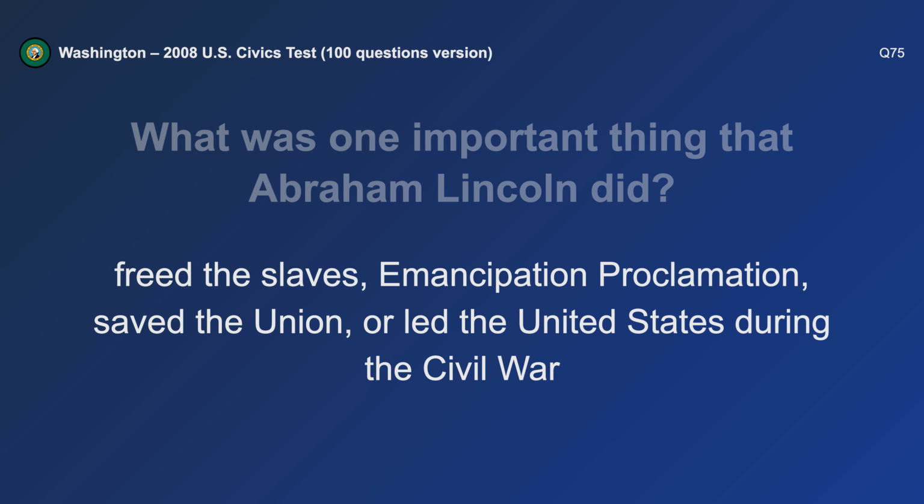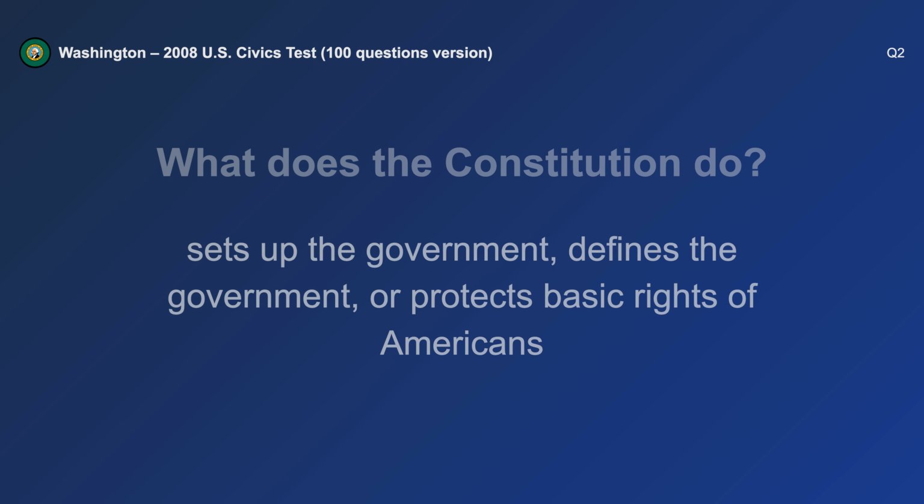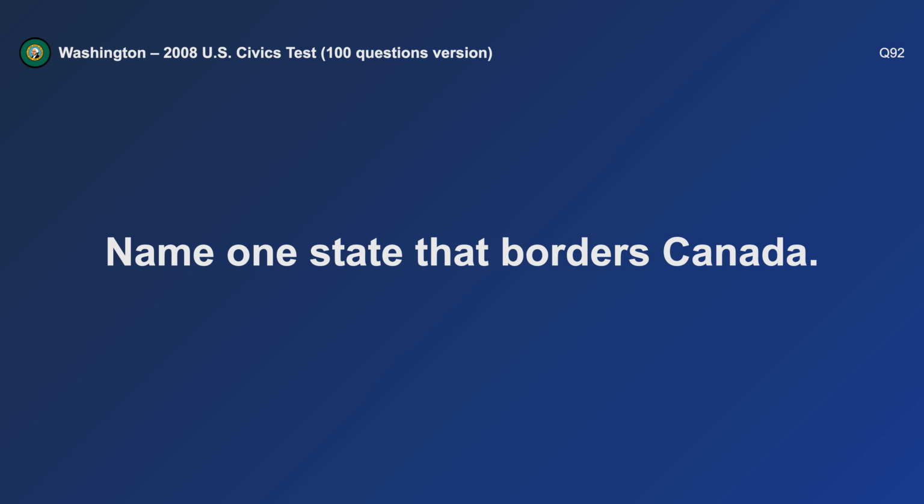What was one important thing that Abraham Lincoln did? Freed the slaves. What does the Constitution do? Sets up the government. How many justices are on the Supreme Court? 9.